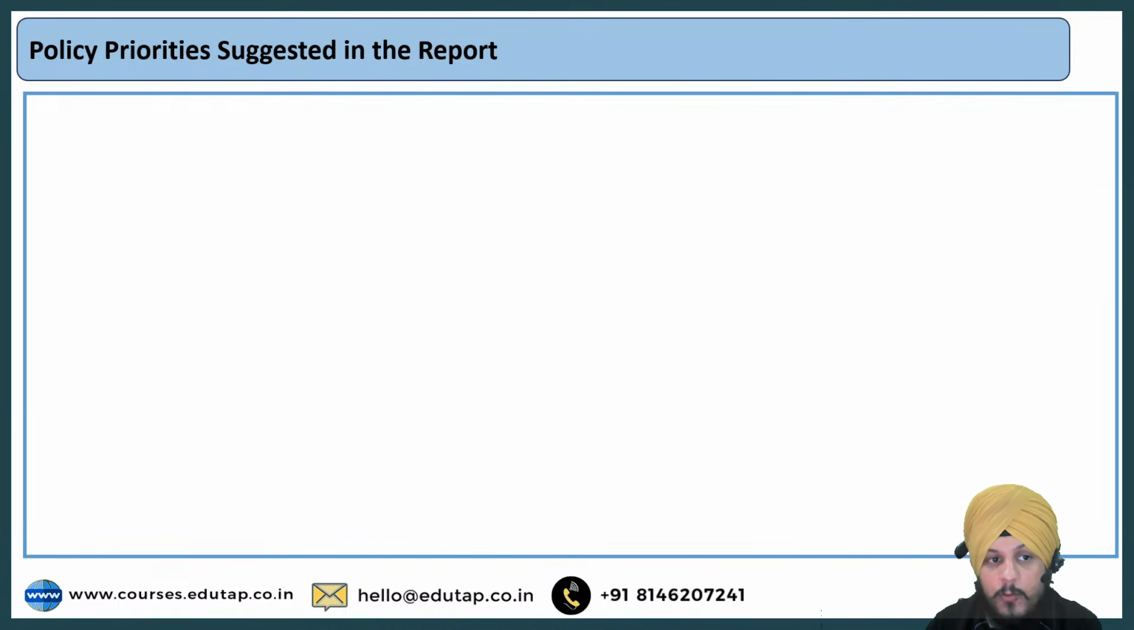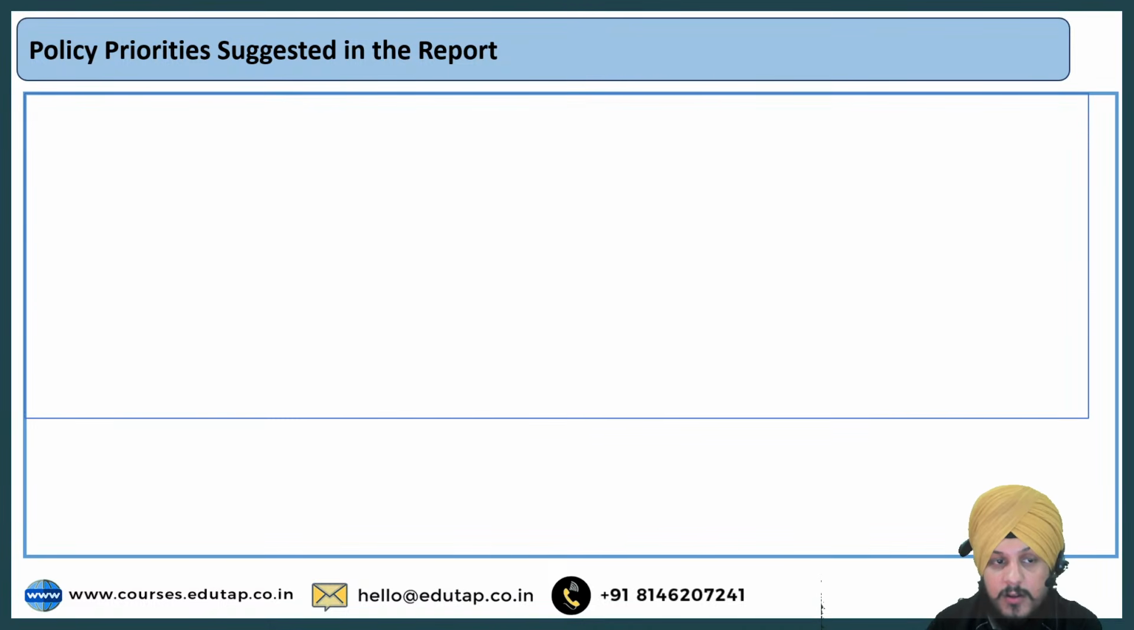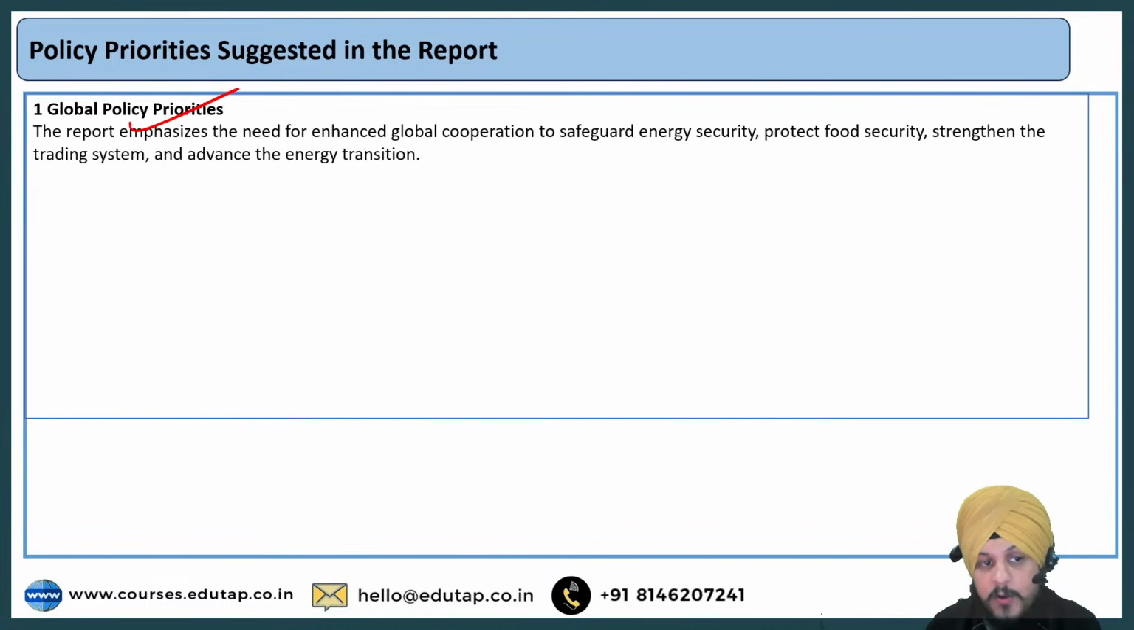Lastly, the report provides policy priorities also. It is a kind of way forward. If you're writing this question in the examination, you can always give these priority suggestions that have been provided as a part of the report. So firstly, it talks about global policy priorities, and the report emphasizes the need for enhanced global cooperation so that we can safeguard energy security, protect food security, and strengthen the trading system. Also these sorts of measures we can take.